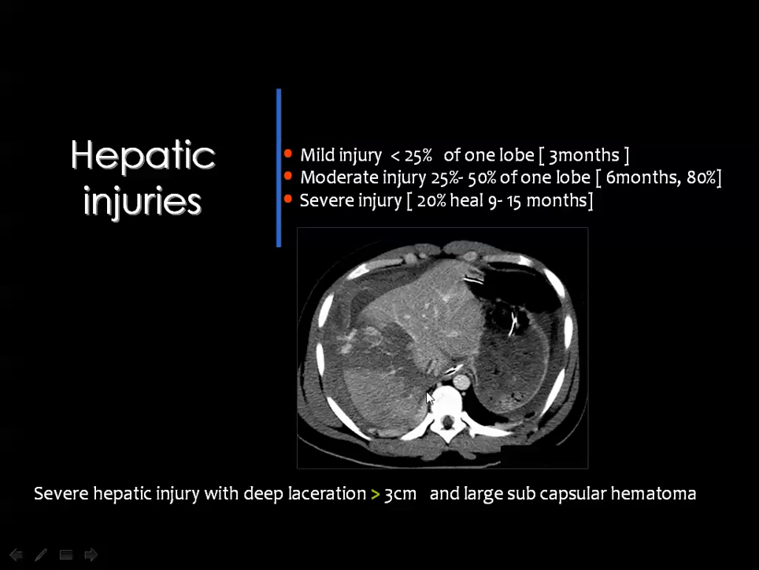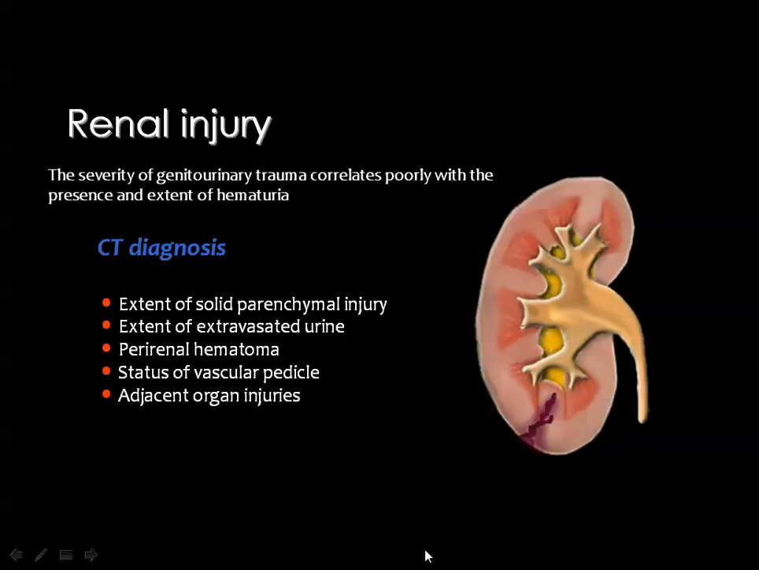And you see this is a severe hepatic injury with a very deep laceration, and you can easily appreciate the hemorrhage and the intraperitoneal perihepatic collection, and you can see the hyperdense blood here and there, and also you can see blood around the stomach in the left hypochondrium.